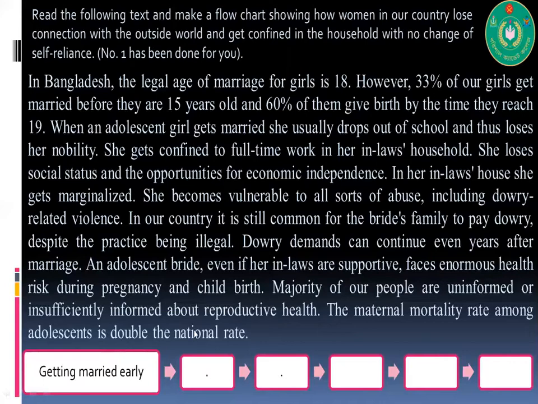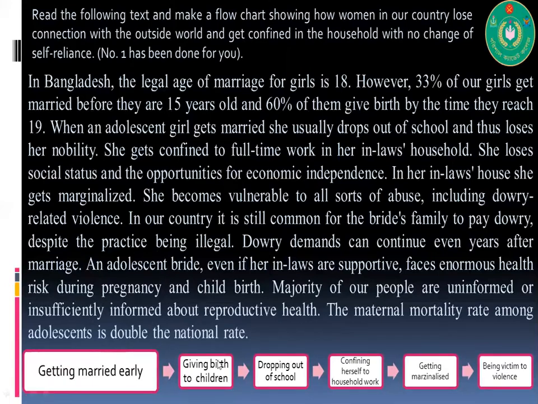Now, dear cadets, we know specifically what information we have to pick from the passage. We have to show how the women are being confined after getting married. So we will try to solve this question. So first thing, she gets married, okay? Then the point I took, you see, the first line, second line says, however, 30% of our girls get married before they are 15 years old.